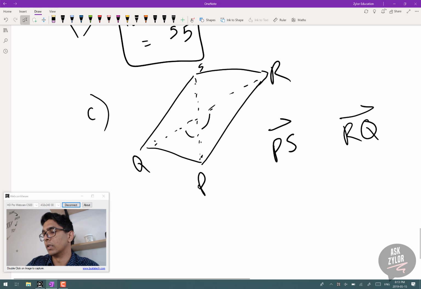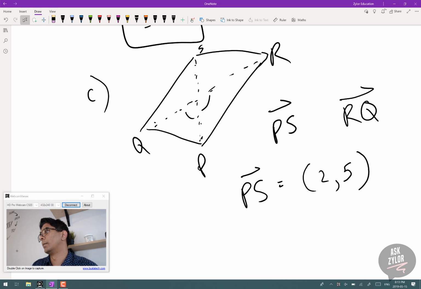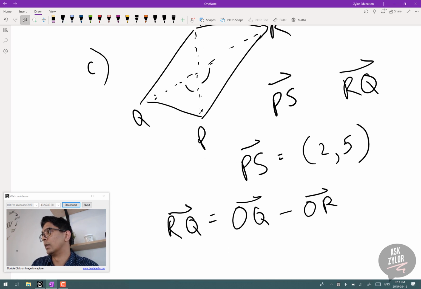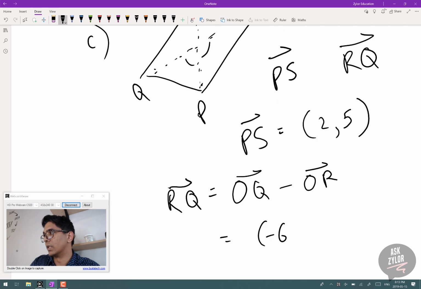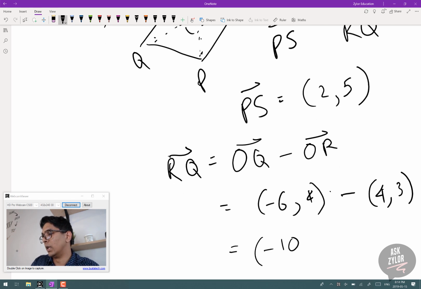So we found the vector PS earlier to be 2 and 5. So what we could do is essentially find the two vectors and use the dot product to find the angle again. Right? So let's find RQ first. That's going to be the origin to Q minus the origin to R. So when I subtract the two, I should get the diagonal. So that's going to be (-6, 4) minus (4, 3). This evaluates to (-10, 1). This is my RQ vector.